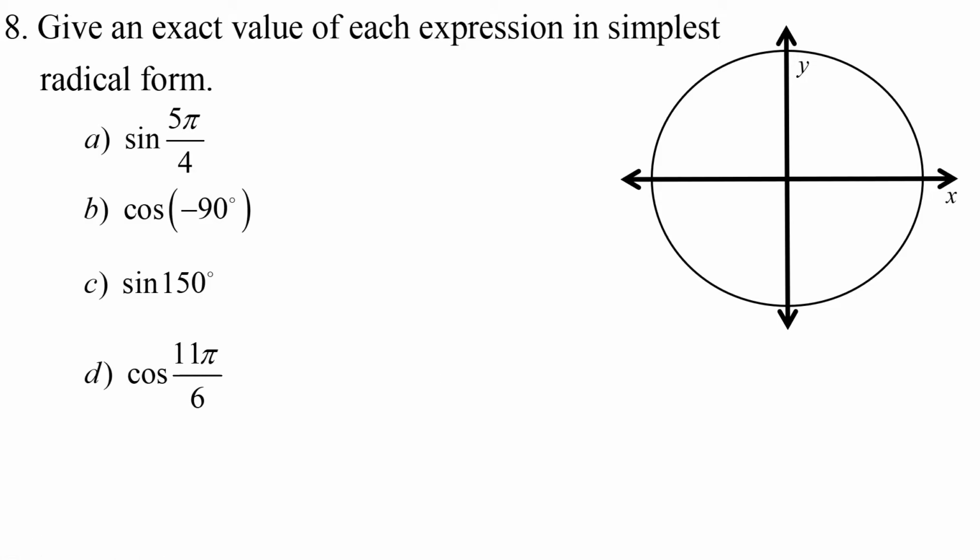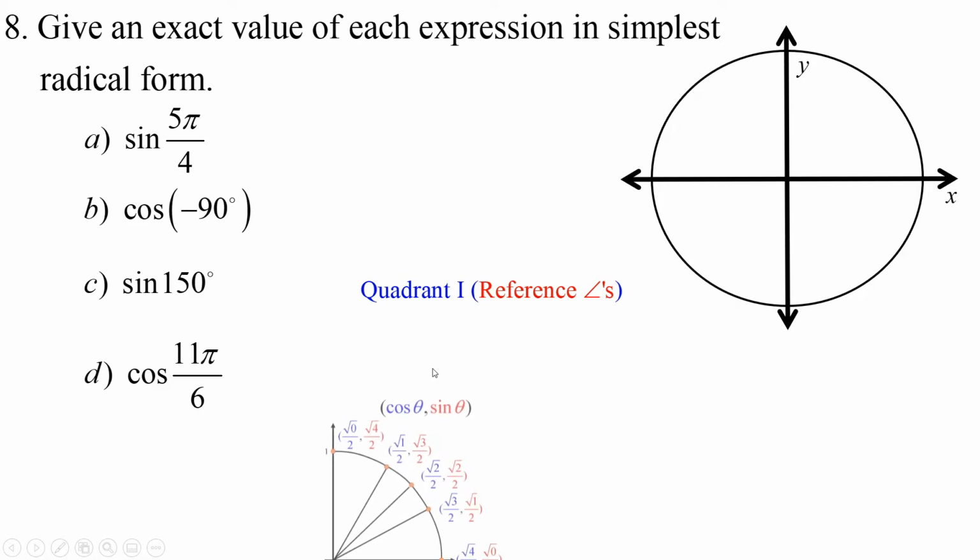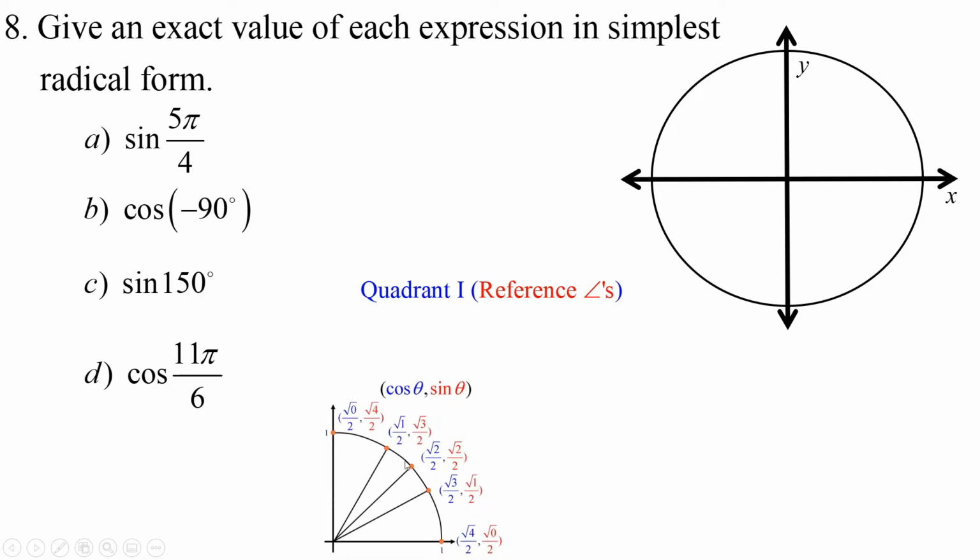Give an exact value for each expression in simplest radical form. Now, the key thing here is exact value means I can't just punch these out on a calculator. Well, my calculator might give me an exact answer for cosine of negative 90 degrees, but that's it. All right, so let's think about exact values. We want to use our quadrant 1 reference angles. And there's your diagram right there. I hope you have this memorized and you don't have to bring this up every time.